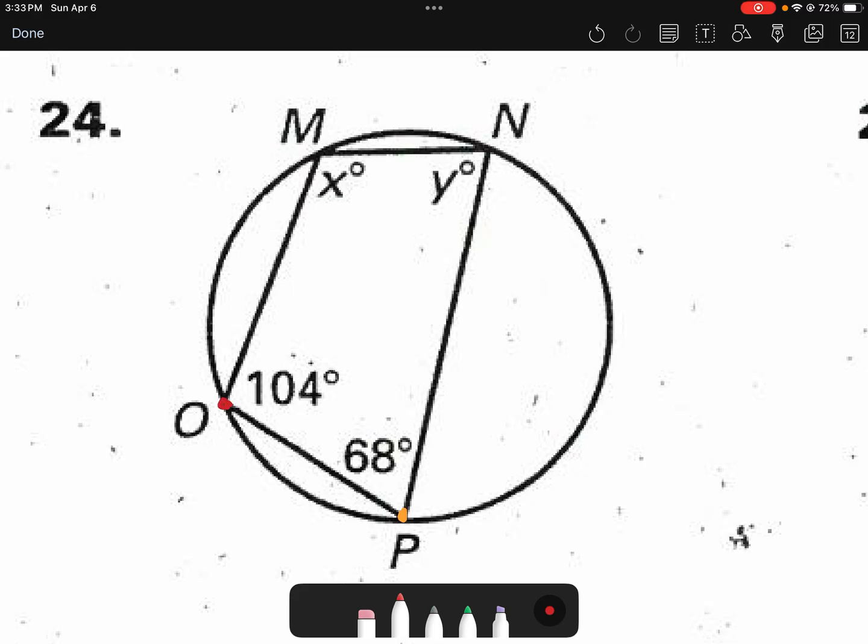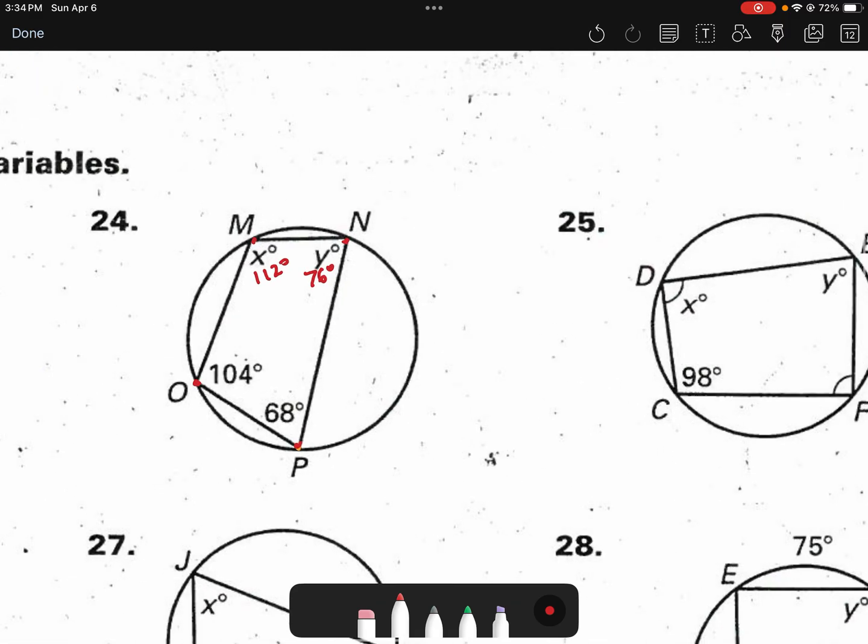Okay, now they're showing that the quadrilateral is inscribed. That means your opposite angles are supplementary. So this guy would be 76. And then this guy would be 112. Just subtracting from 180 there.